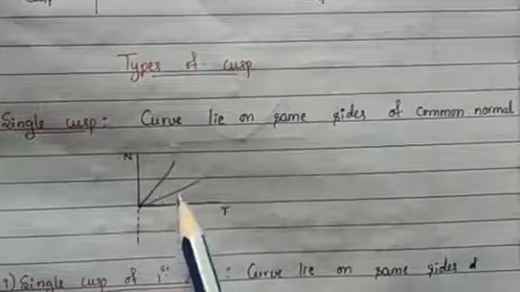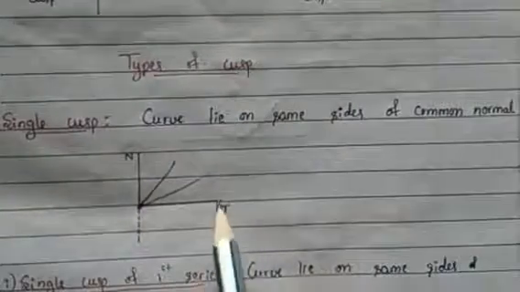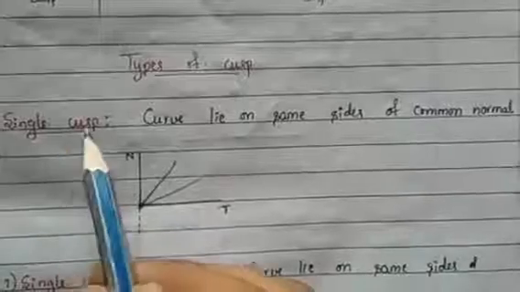Look here, these are two branches of the curve. This is the double point. It has the common tangent. Hence, this point is called the cusp. This point is called a cusp, and also they have the same normal, the same side of the normal, so we say it is a single cusp.